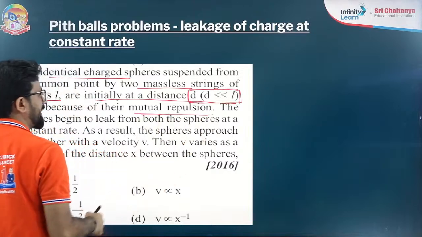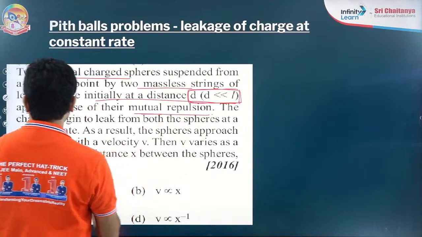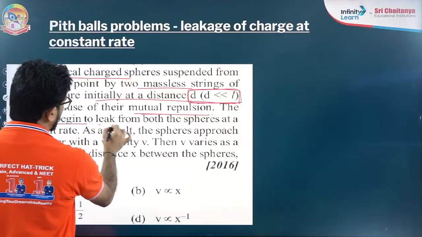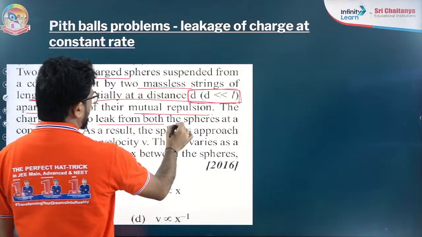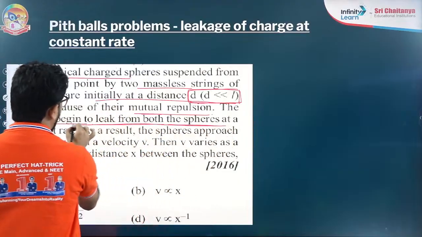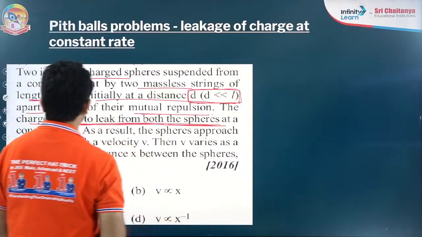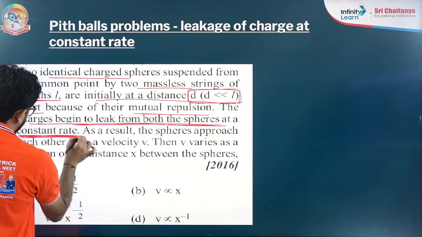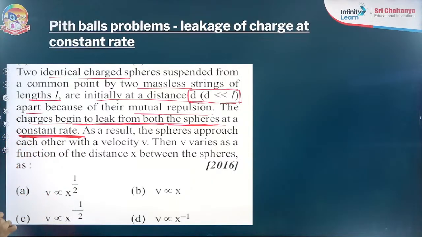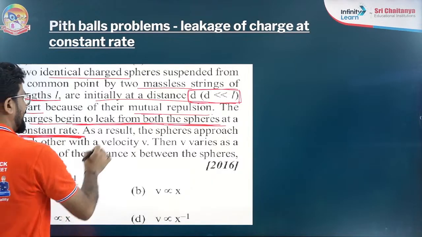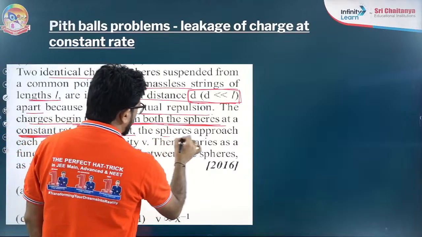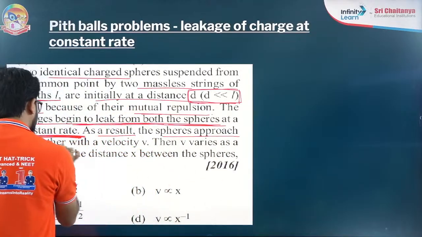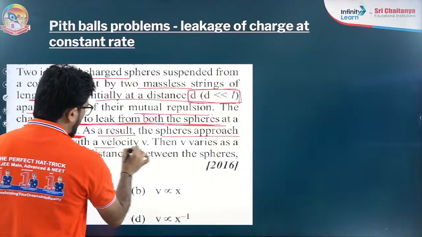Yes, definitely they have like charges, which repel each other. The charges begin to leak from both spheres. Now charge is leaking from the spheres at a constant rate. Very important point: this rate is constant. As a result, the spheres approach each other with the velocity v.